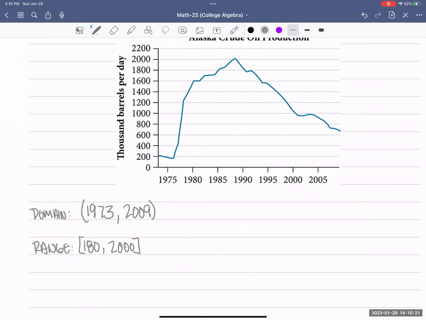That's the domain and range, a rough estimate of our domain and range for this graph here.